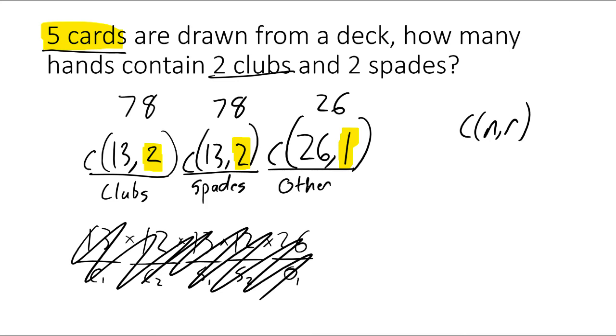All right, so our multiplication principle would say if there are 78 ways to do event A and 78 ways to do event B and 26 ways to do event C, then we would multiply those together, and that's going to give us 158,184 different 5-card hands which contain exactly 2 clubs and exactly 2 spades and 1 other card. So again, even though 'and 1 other card' isn't listed as one of our requirements, we know that it has to be. All right, let's look at another example.